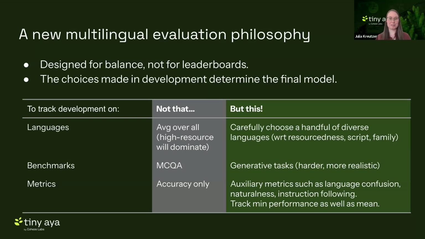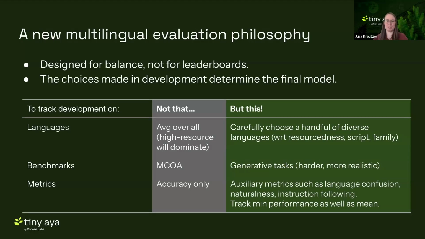And it's very important to realize that the choices made in development determine the final model. So we'll see this pan out later on. I wanted to make a concrete comparison here. Usually during development, you would track the performance across languages. You would just take some benchmarks, get the average number, and then whatever decision you make is based on whatever pushes your average the most. So if you have a data ablation, for example, you would pick the one that scores higher.